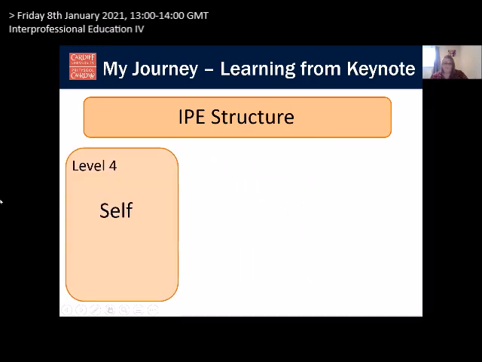At level 4, the focus is on students developing a sense of self within practice boundaries. It explores an opportunity for professionalism, team working, and codes of practice to be explored and shared. I'll explain a little more about my self-development as a consequence of IPE shortly.